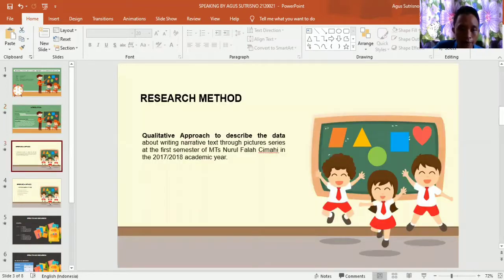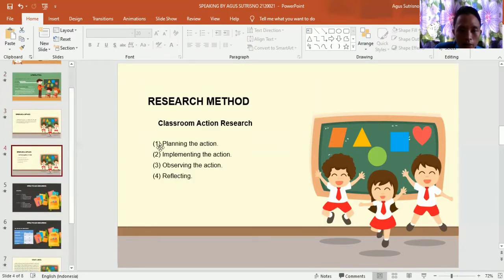Next, I have the research method. In this research, I use a qualitative approach to describe the data about writing narrative text through pictures in the first semester of MTS Nurul Falah Cimahi in the 2017/2018 academic year. I also do classroom action research.